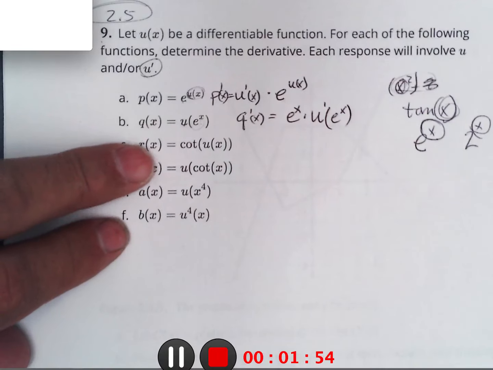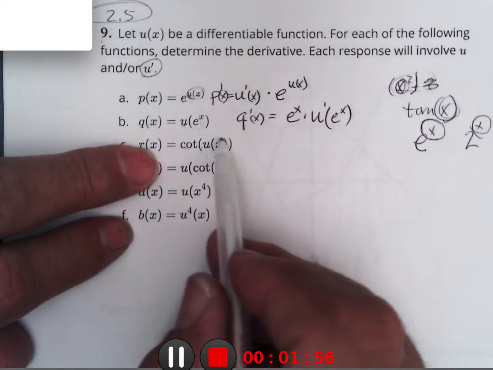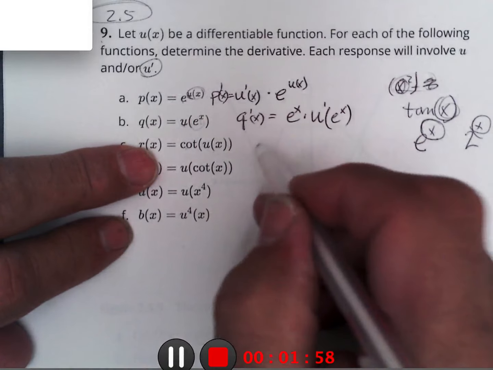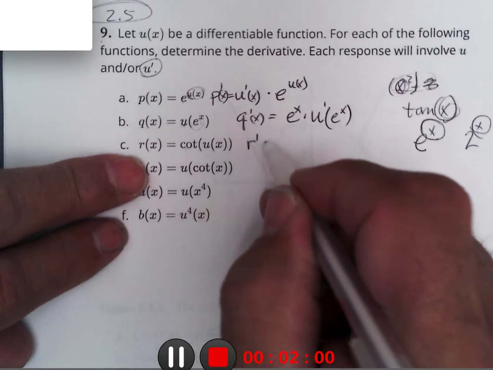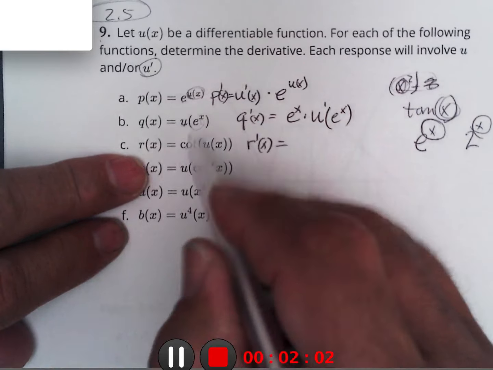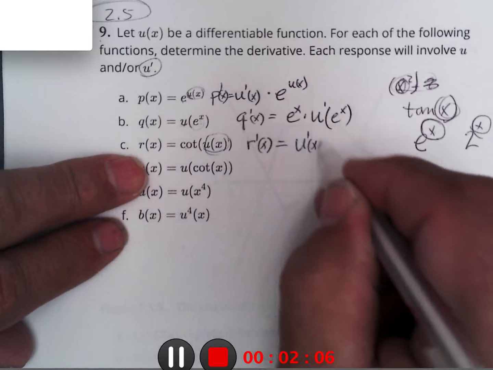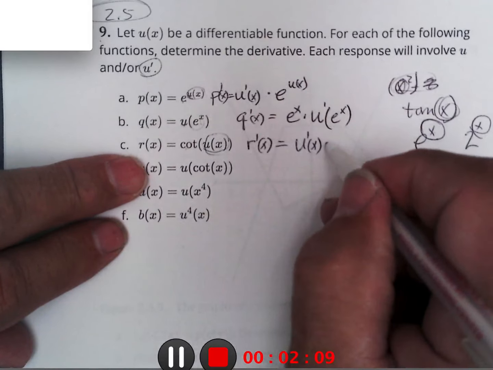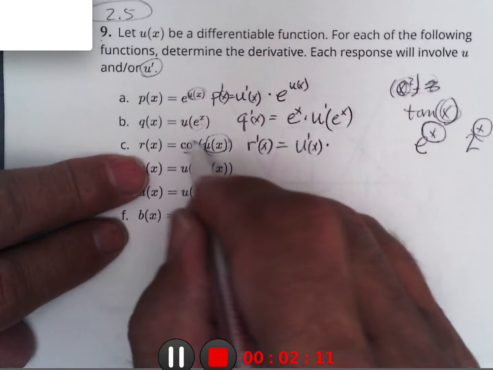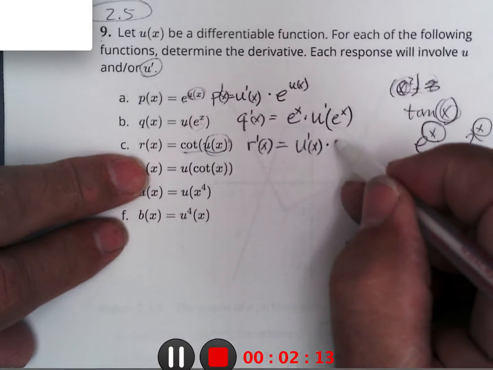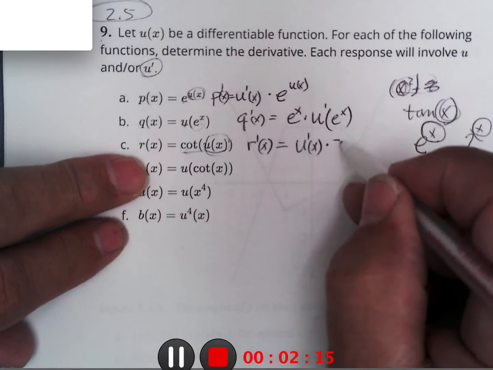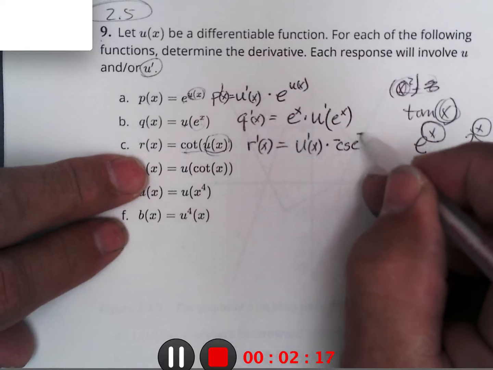So we have a cotangent. This is the inside. So if we're doing r prime of x, the derivative of the inside is going to be u prime of x times the derivative of the bigger picture, cotangent. The derivative of cotangent is negative cosecant squared of the inside.